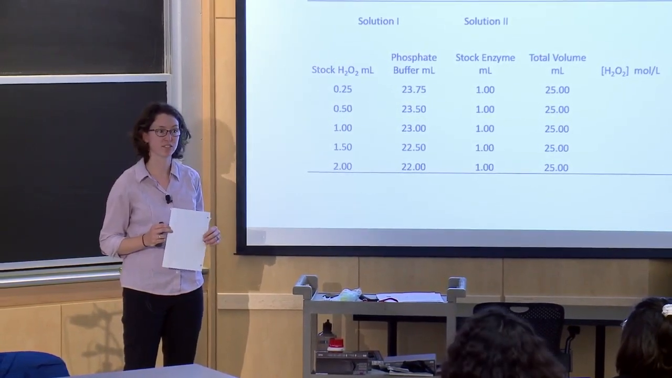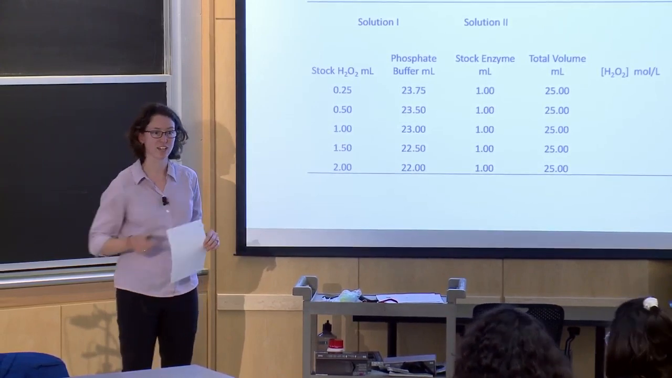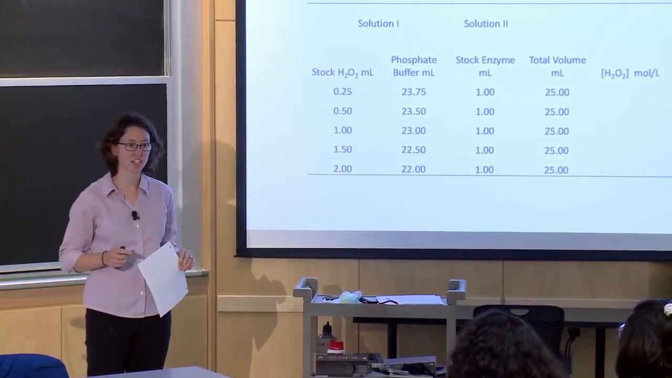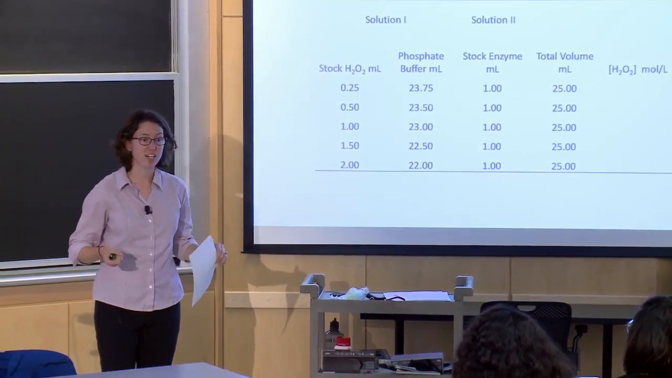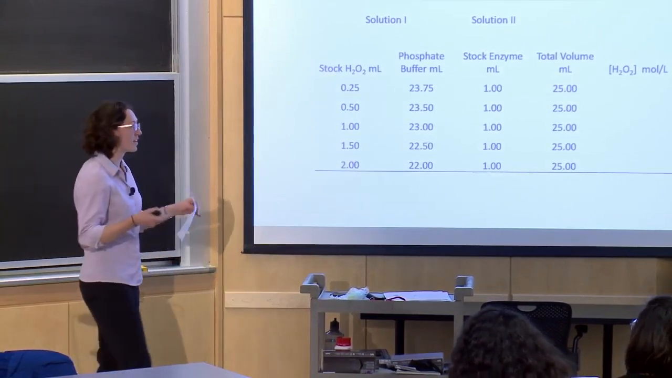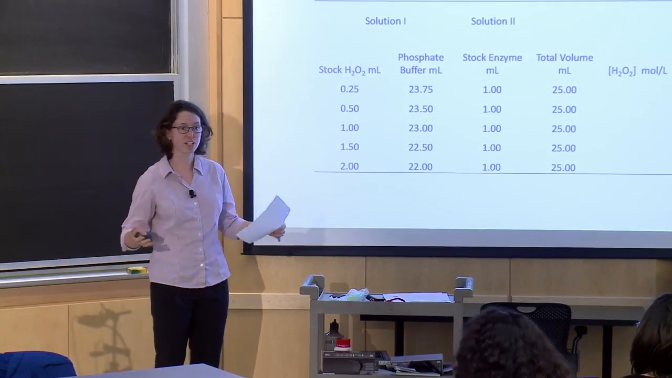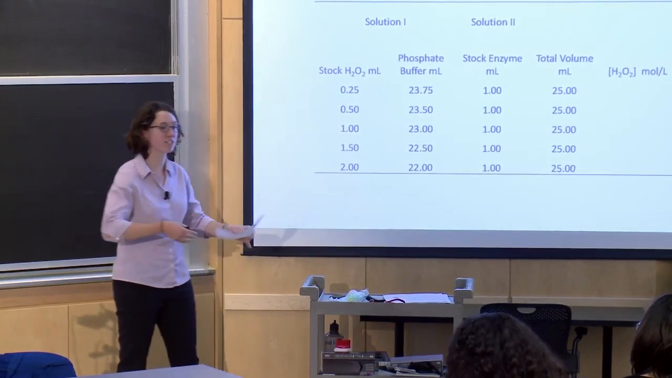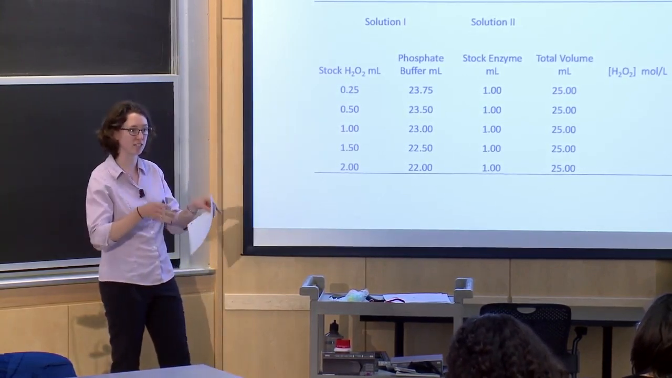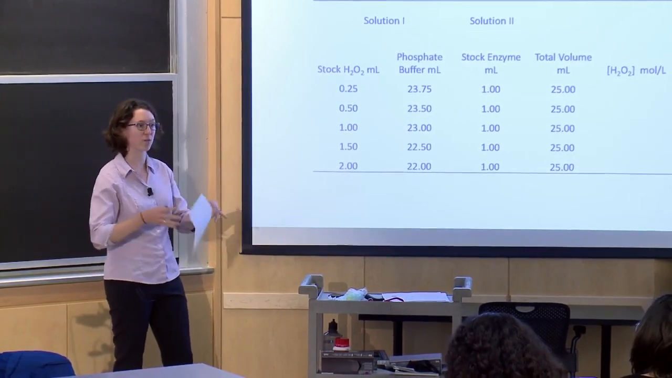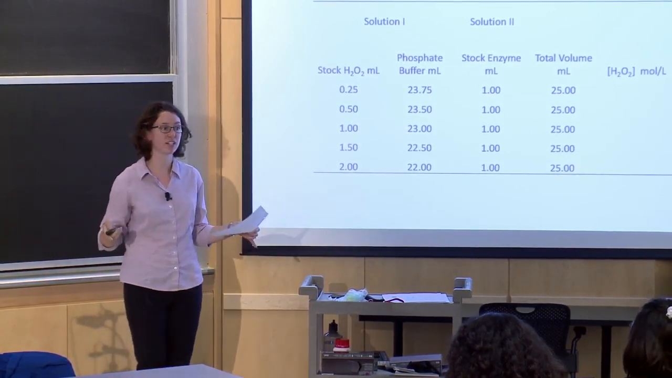What's a buffer, I guess, is the first question. Yeah, it helps the solution from changing pH too. Perfect. So a buffer helps the solution, it prevents the solution from changing pH. So you can make a buffer at a certain pH, and then if acid or base gets added to it, it resists the change in pH and keeps the pH constant. Why is that important for our reaction?